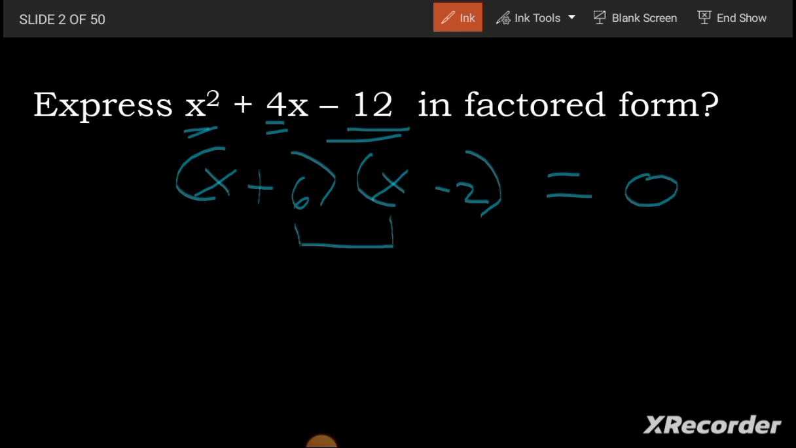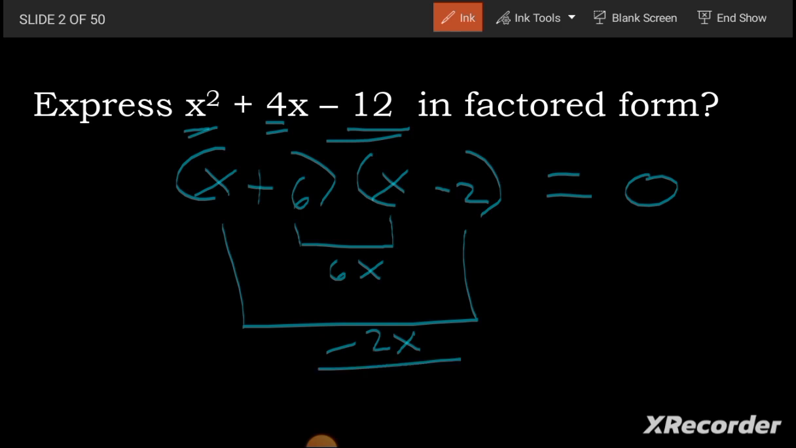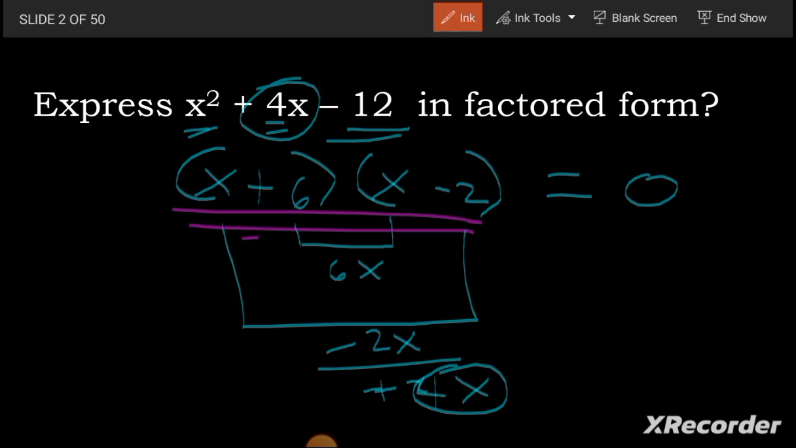So if you multiply the inner terms, that's 6x, and the outer terms, that's negative 2x, and if we add these two, that's 6 plus negative 2, that's positive 4x, which is exactly this middle term here. So therefore our factoring is correct. So this is the factored expression for x squared plus 4x minus 12.